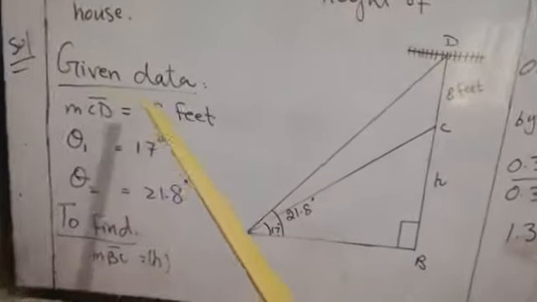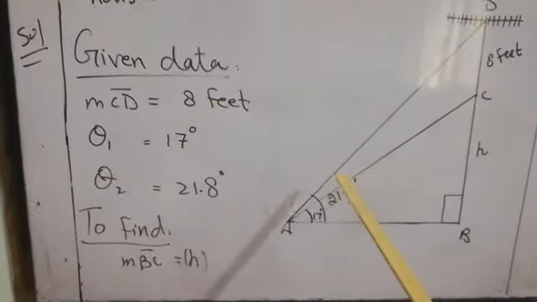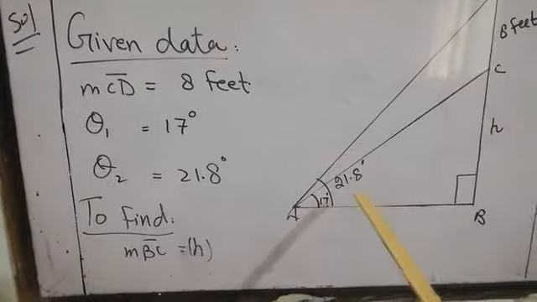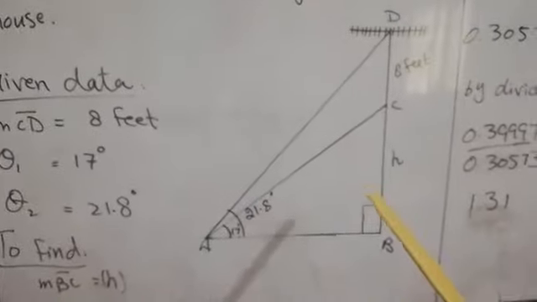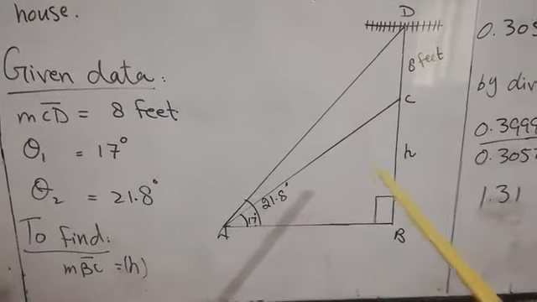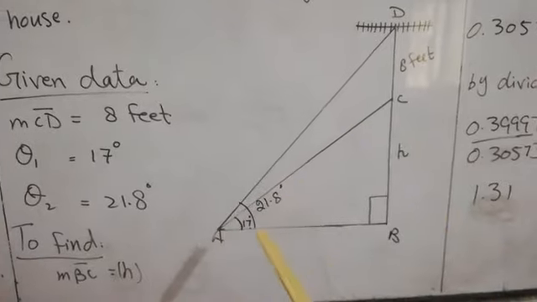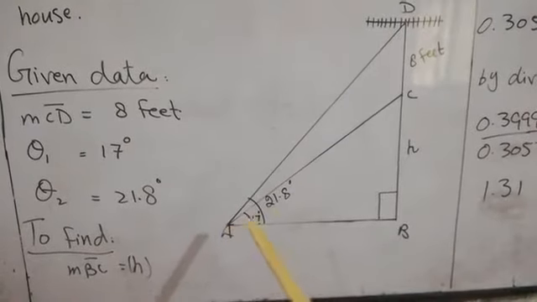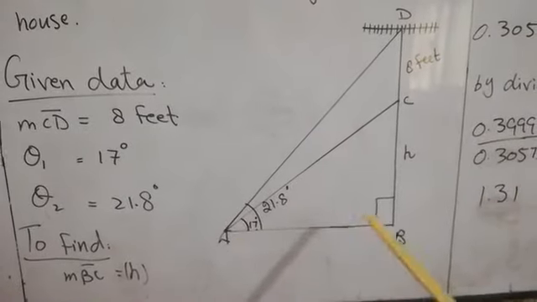So given data, the measurement of CD is 8 feet. There are two angles given. Theta 1 is 17 and theta 2 is 21.8, and we will find the height of the house. Dear students, first of all, you know that there are two right angle triangles. In them the base is common but the height and the hypotenuse are different. The first triangle is ABC and the second triangle is ABD.